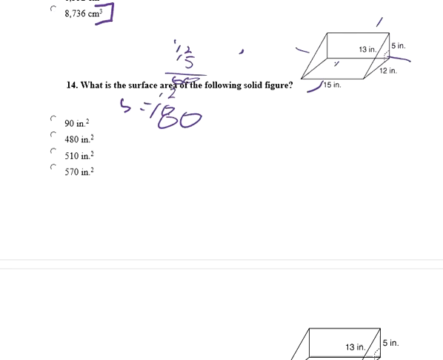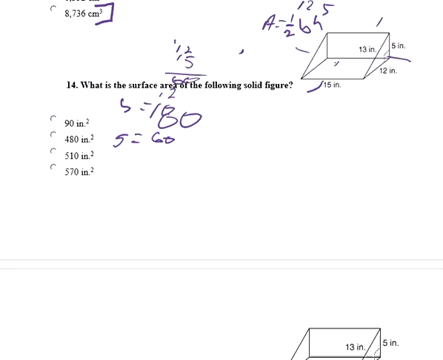Let's do the sides now. It's a triangle, and the area of a triangle is 1/2 base times height. The base is 12, and the height is 5. So 1/2 times 12 is 6. 6 times 5 is 30. So the side is 30, but I have 2 sides, so I'm going to double that. And so the sides are going to be 60. It's 30 and 30 is 60.